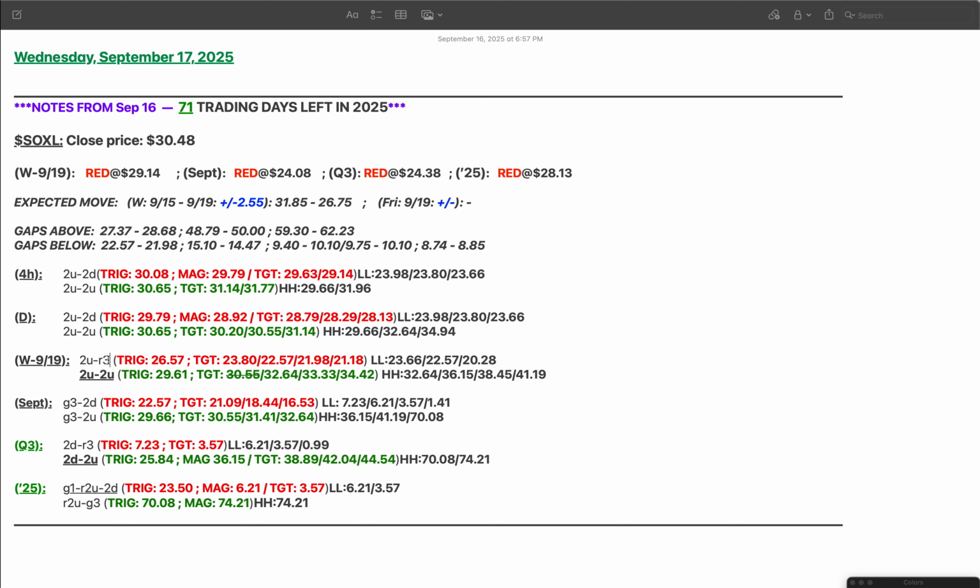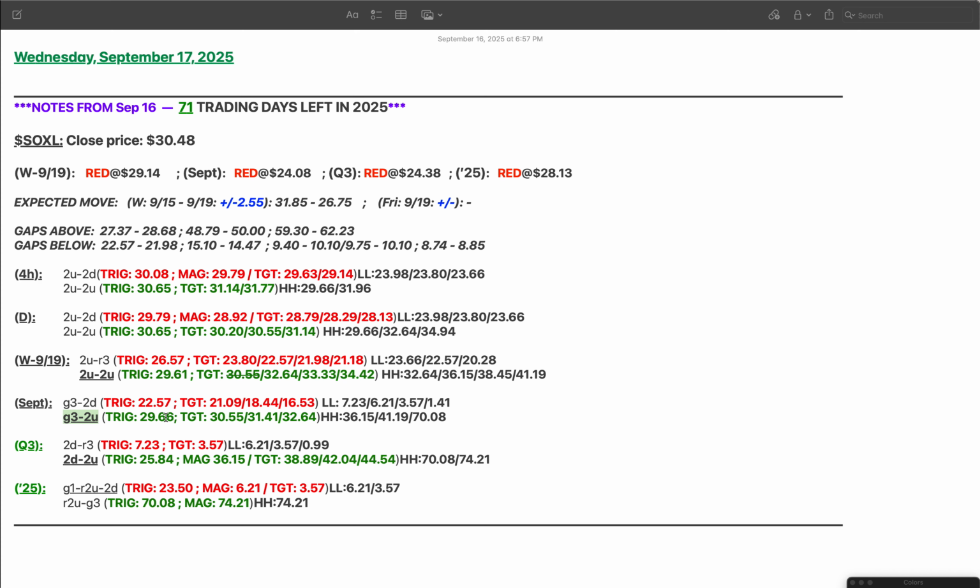If we do pull a red 3 or a bearish engulfer, that would trigger at 26.57, and we would target 23.80, 22.57, 21.98, and 21.18. All right. So again, we're in force with the 2 up, 2 up. We are also in force with the 3 down, 2 up on the month.